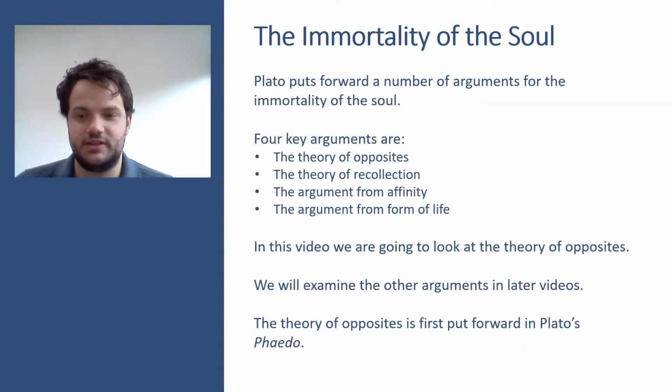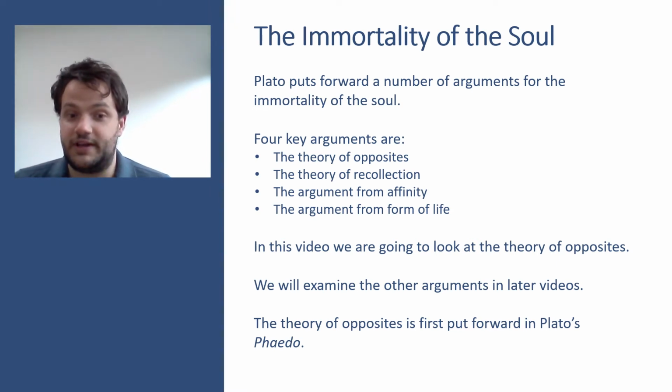You may remember that in the last video we looked at Socrates and Plato's metaphysics and briefly at their theology, and we touched on their views on reincarnation and on the immortality of the soul. And we saw that they put forward 4 arguments for the immortality of the soul: the theory of opposites, the theory of recollection, the argument from affinity, and the argument from form of life. And in this video we're going to be looking at the theory of opposites, but we'll examine the other arguments in later videos. Now, the theory of opposites is first put forward in Plato's Phaedo.